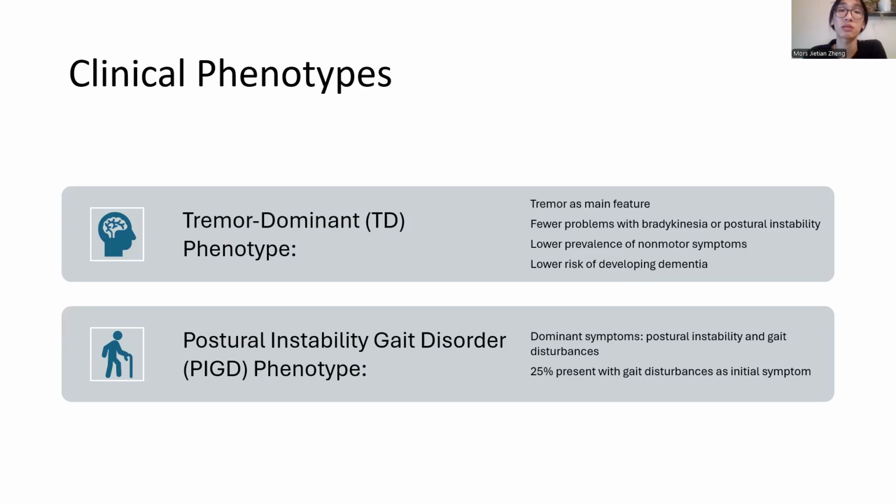The postural instability gait disorder, or PIGD phenotype, is characterized by dominant symptoms of postural instability and gait disturbances. More than 25% of patients present with gait disturbances as their initial motor symptom, placing them in this category. The PIGD phenotype generally has a more challenging prognosis with greater disability and higher risk of cognitive decline. Understanding these phenotypes helps clinicians tailor treatment approaches and provide more accurate prognostic information to patients and families.